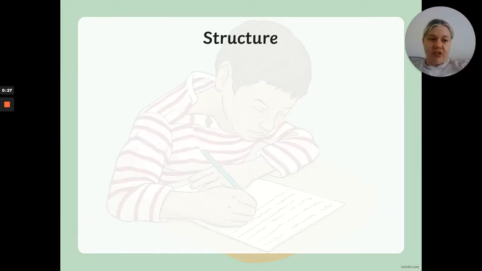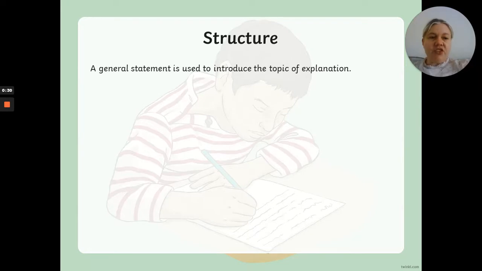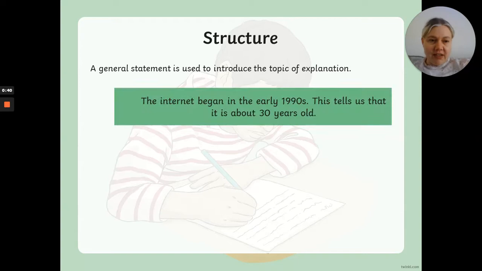So how is it structured? Well, there's a general statement at the start, an introductory paragraph, and it only needs to be 1 or 2 sentences. It doesn't need a lot of detail. So if we go back to the text that we were reading earlier this week, one of the introductory sentences was the internet began in the early 1990s. This tells us it's about 30 years old, and it gives us a summary of what the explanation is going to be about.